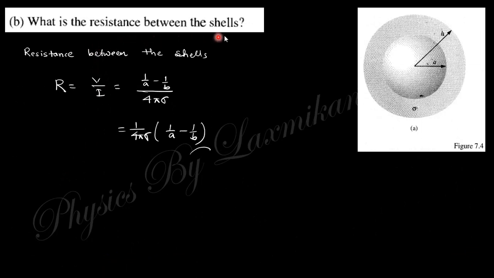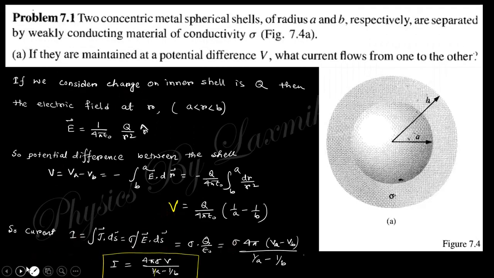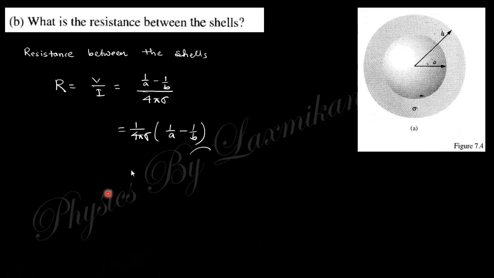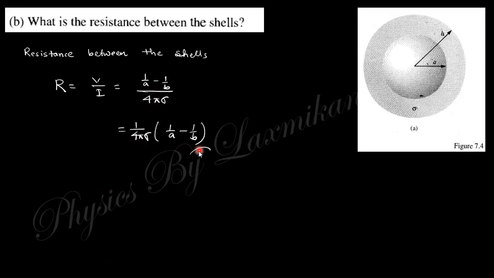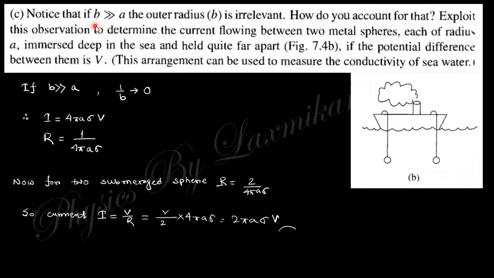What is the resistance between the shells? You need to find the resistance between these two shells. You know resistance is nothing but voltage by current. Here the voltage we already obtained, and you can put in the value of I. If you take V by I, this will be up and this will be down, so finally you will get this answer. Very easy. Next one.